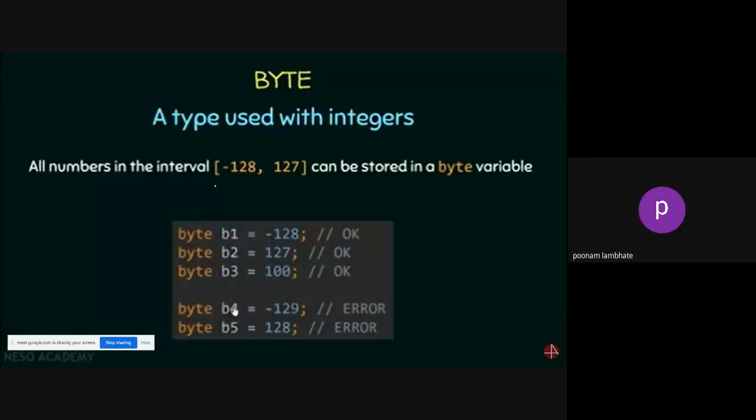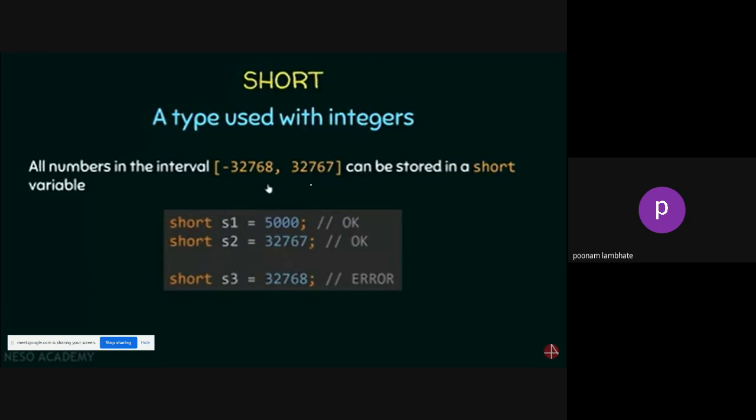Similarly for byte, this is the range. Suppose you are giving a number which is outside the range, for example, B5 equal to 128. It will give you an error because the upper limit is 127. 128, 129, and so on are not allowed. Similar for the negative range. This is for short.